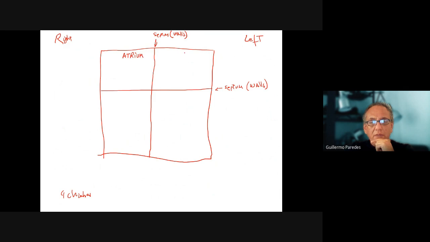We have another atrium here. We have another ventricle here. I'm going to put ventricle here. Okay, ventricle here. Based on the orientation, this is the left ventricle, this is the left atrium, we have the right atrium, and we have the right ventricle.